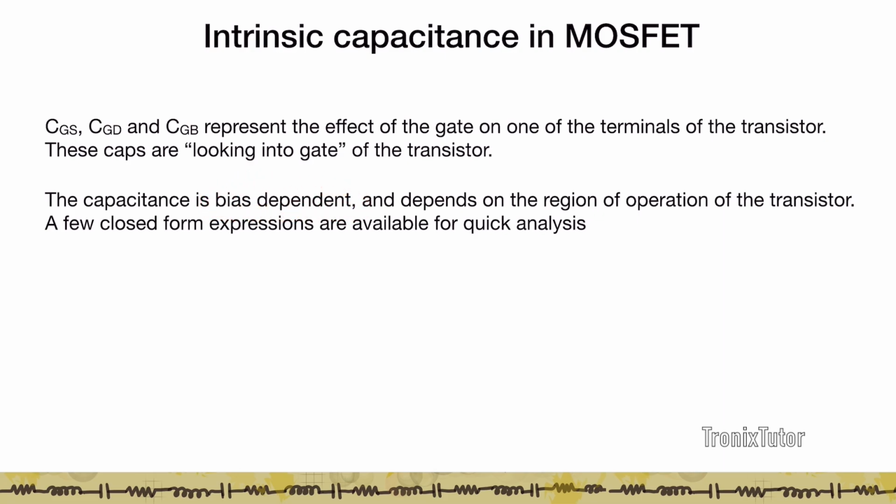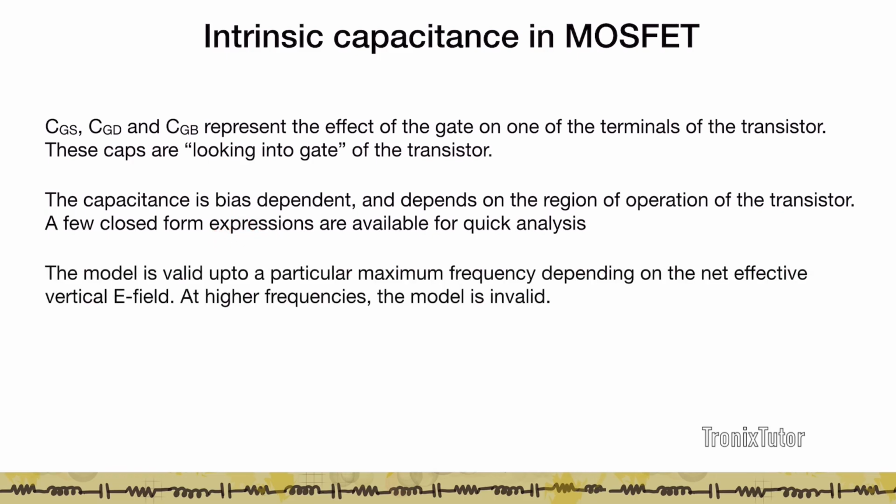Generally very few closed form expressions are available for quick analysis. So we look at a few very simple back of the envelope formulae that we can use to quickly understand what might happen in the structure.